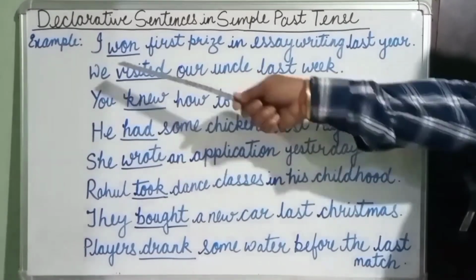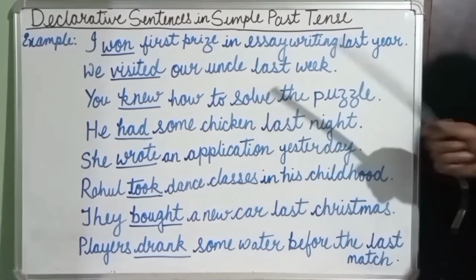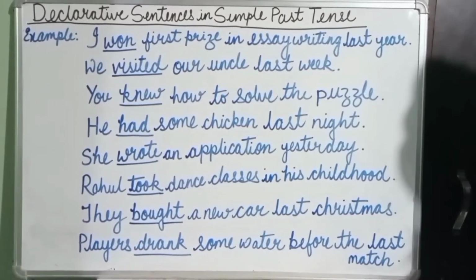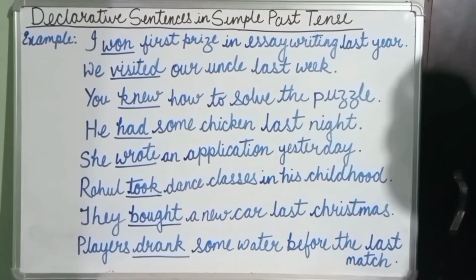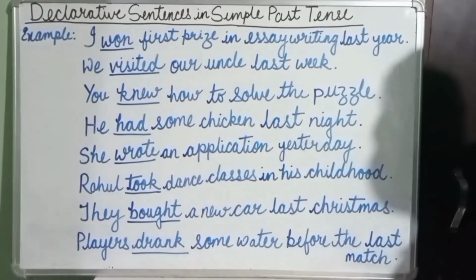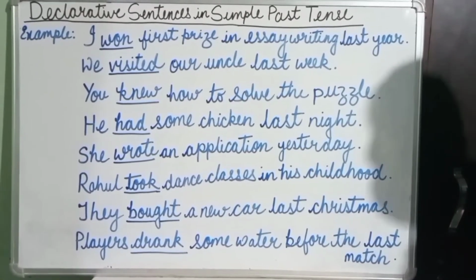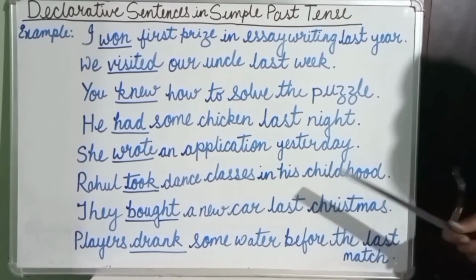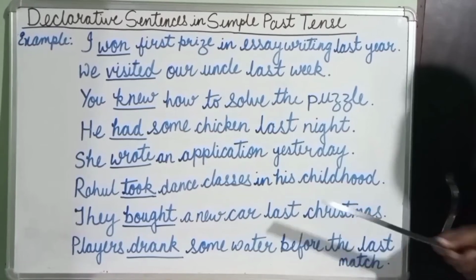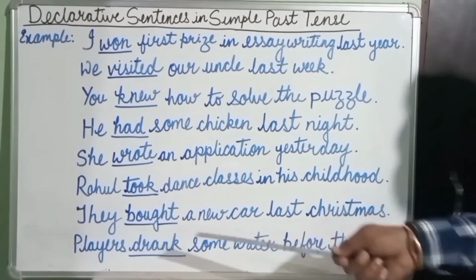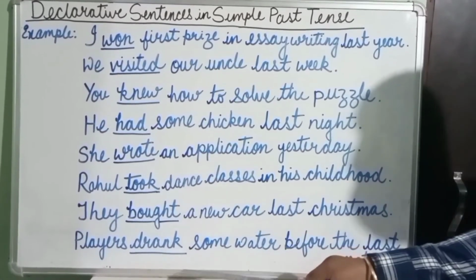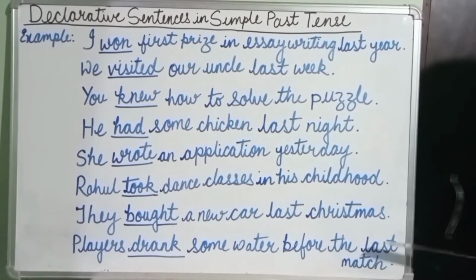Now let us have it clear with the help of some examples. For example, I won first prize in essay writing last year. We visited our uncle last week. You knew how to solve the puzzle. He had some chicken last night. She wrote an application yesterday. Rahul took dance classes in his childhood. They bought a new car last Christmas. Players drank some water before the last match.